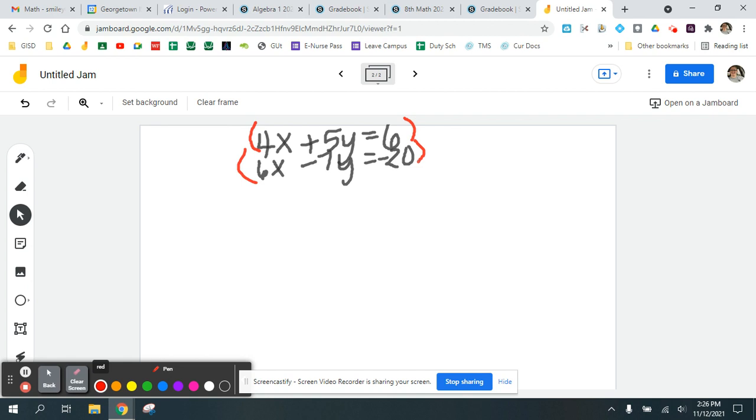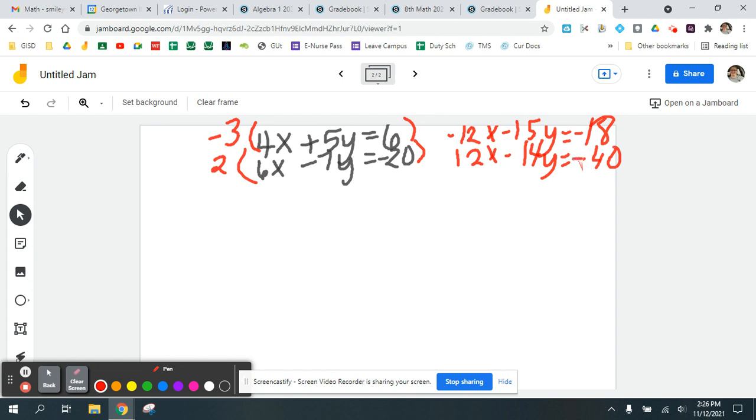But there is a smaller one, with 6 times 2 and 4 times 3. They equal 12. I also like it if I can get them to subtract. So I'm going to multiply the top by negative 3 and the bottom by a positive 2. Okay, I'm going to rewrite my equations off to the side here. Negative 12x minus 15y equals negative 18, and 12x minus 14y equals negative 40.